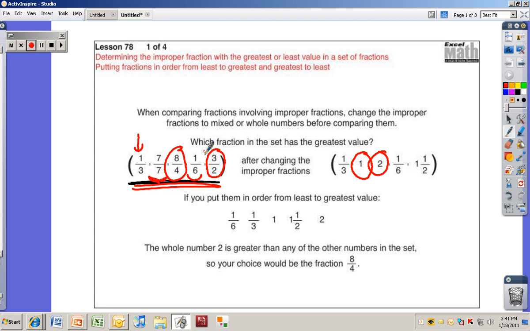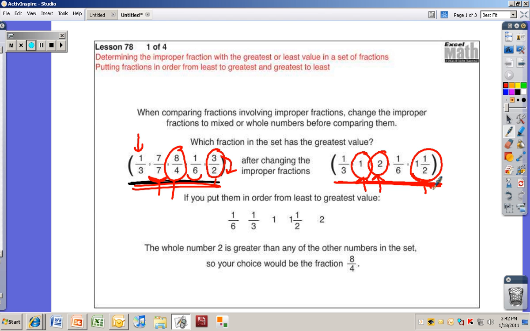And then 3/2, that is an improper fraction. And so we have to do 3 divided by 2, and 3 divided by 2 is 1, remainder 1. So the answer is 1 1/2. And of course, we've learned how to change these improper fractions into mixed numbers and whole numbers in another lesson. So you can see they've shown their work over here by changing each one of the improper fractions into a whole number or a mixed number. Now, once we get the fractions like this, we can compare them.